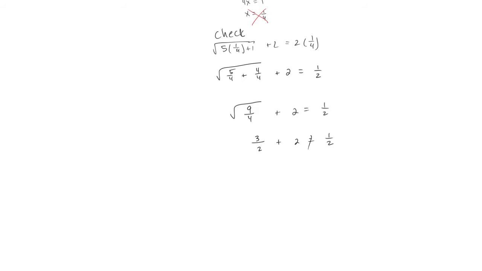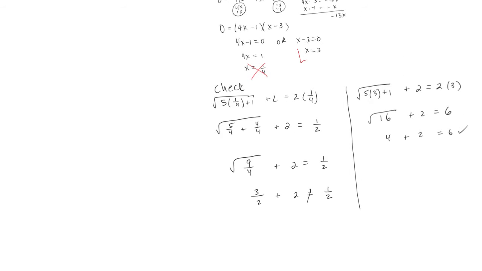Okay, let's check our other one. We'll check 3. So square root of 5 times 3 plus 1 plus 2 is supposed to equal 2 times x, so 2 times 3. This would give us 5 times 3 is 15, plus 1 would be 16. And that is plus 2, and that's all supposed to equal 6. Square root of 16 is 4, and 4 plus 2 does indeed equal 6. So we've got one solution here, which is x equals 3.